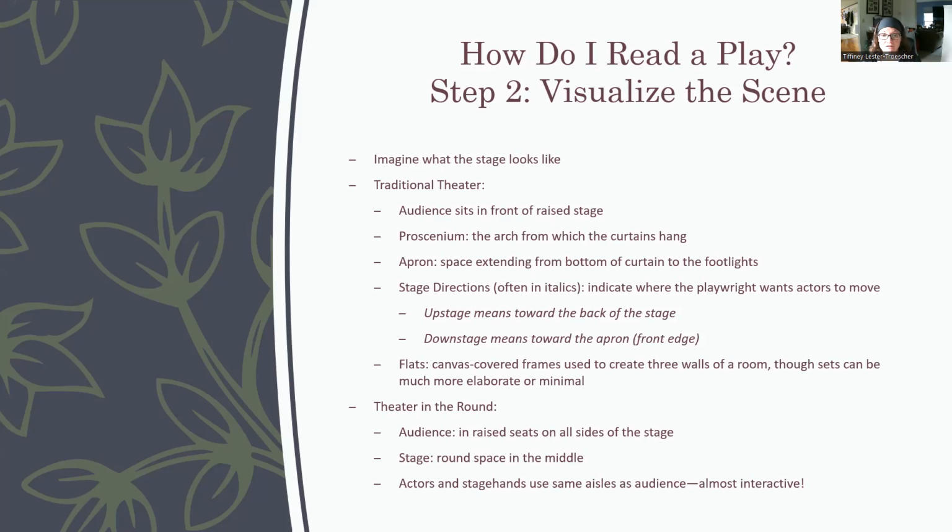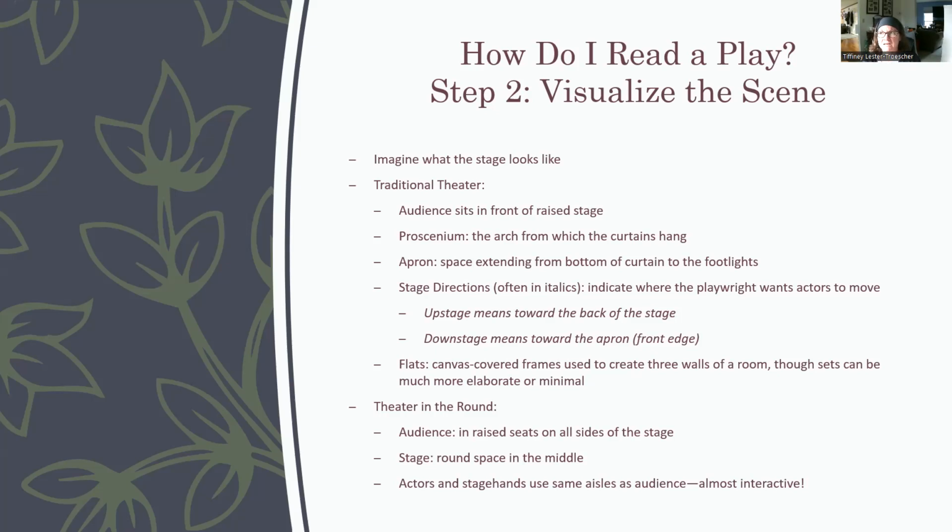There's also something called theater in the round, which was made famous during Shakespeare's time. Most of his work was done in the theater in the round, which is where the audience is in raised seats all around the stage. So the stage is this round space in the middle. And so you could see it from all sides, right? There was no backstage, no side stage, it was round. And the aisles through the audience were the same aisles that the stagehands and actors used. So it was almost interactive.